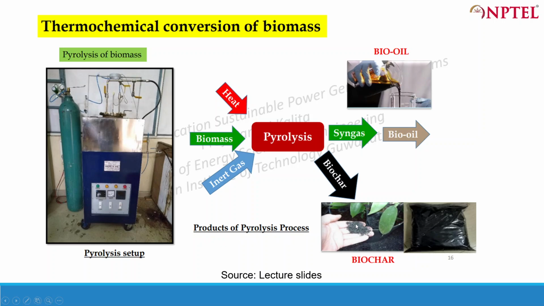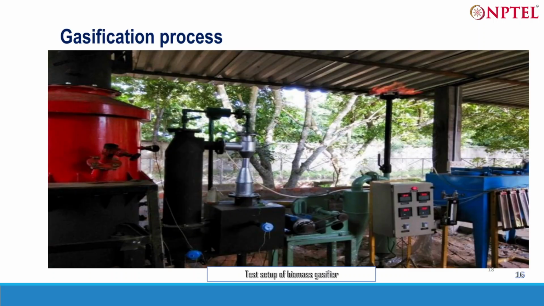One application of biochar is that it has carbon, so it can be activated to produce activated carbon. Another application is that biochar can be applied as a soil conditioner in soil. Okay, so these are some of the applications.